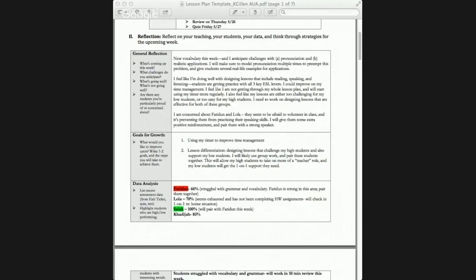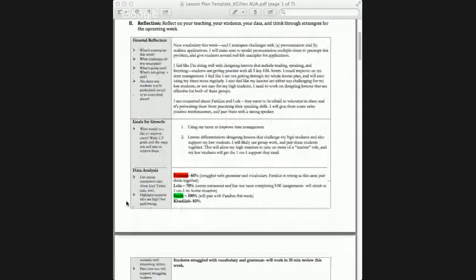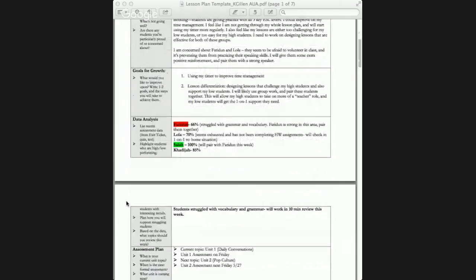I'm going to skip goals for growth because I think it's pretty self-explanatory, and it relates to the strengths and weaknesses we spoke about. Next is the data analysis section. In this section, you list recent assessment data, from a quiz or a daily assessment, which we call an exit ticket. You list recent assessment data and then brainstorm and highlight who your high and low students are and how you can best support them. Here I just use a little bit of color coding.